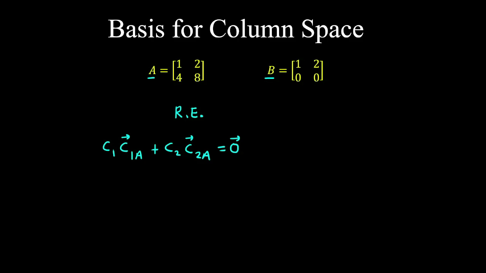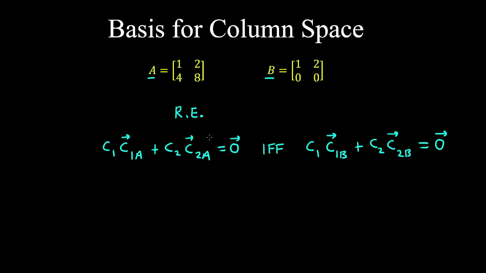So these vectors are linearly independent if and only if the corresponding column vectors of B are linearly independent. So we must have some constant by the first column vector of B, which is 1, 0, plus another scalar by the second column vector of B being equal to 0, only if C1 and C2 are equal to 0.